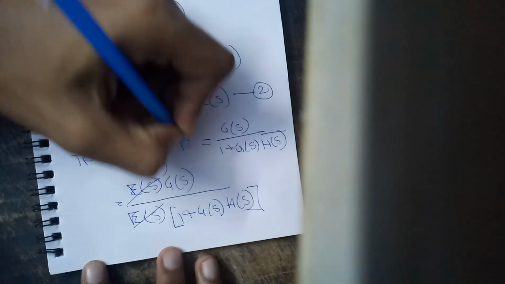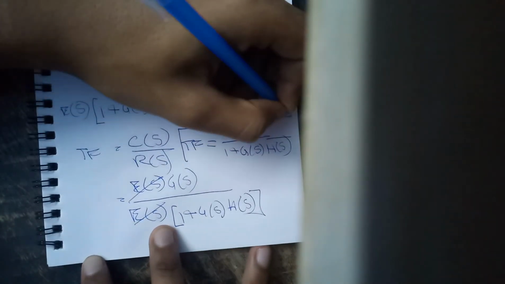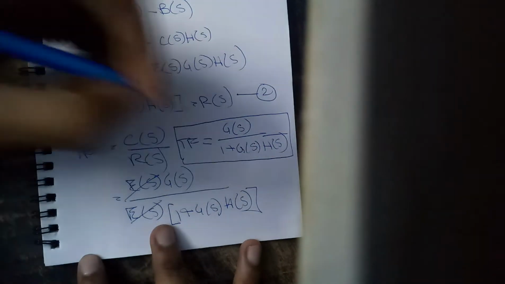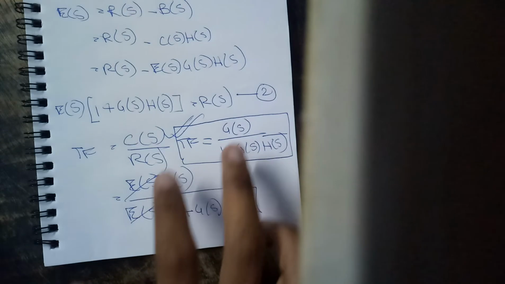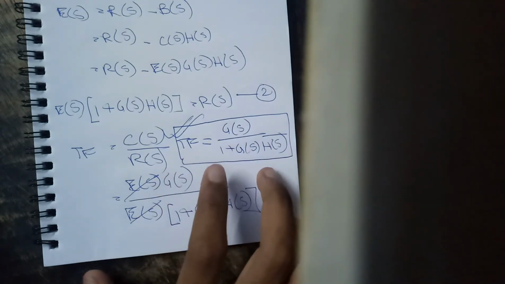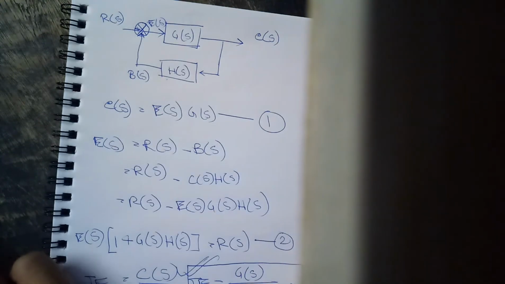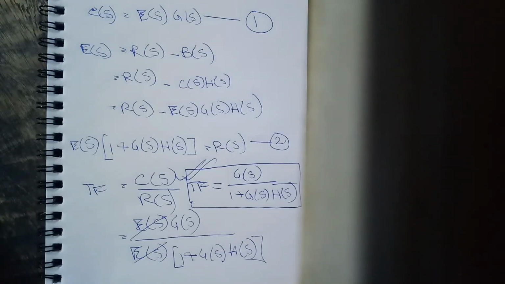So this is the formula of the closed loop transfer function that you guys need to remember. That is, the transfer function of a closed loop system is equal to G(s) by 1 plus G(s)H(s), where G(s) is the forward block and H(s) is the feedback block. So in this video we learned how to calculate the transfer function of a closed loop system.